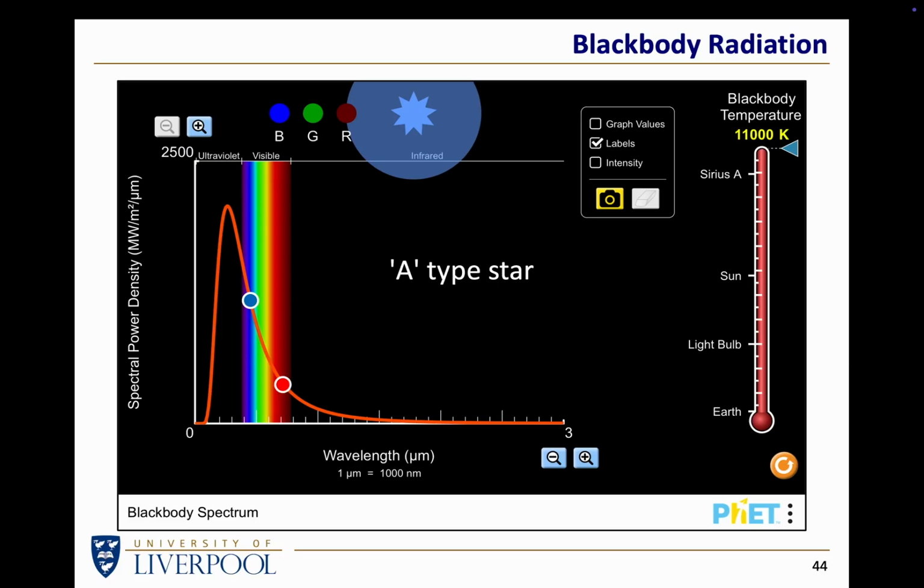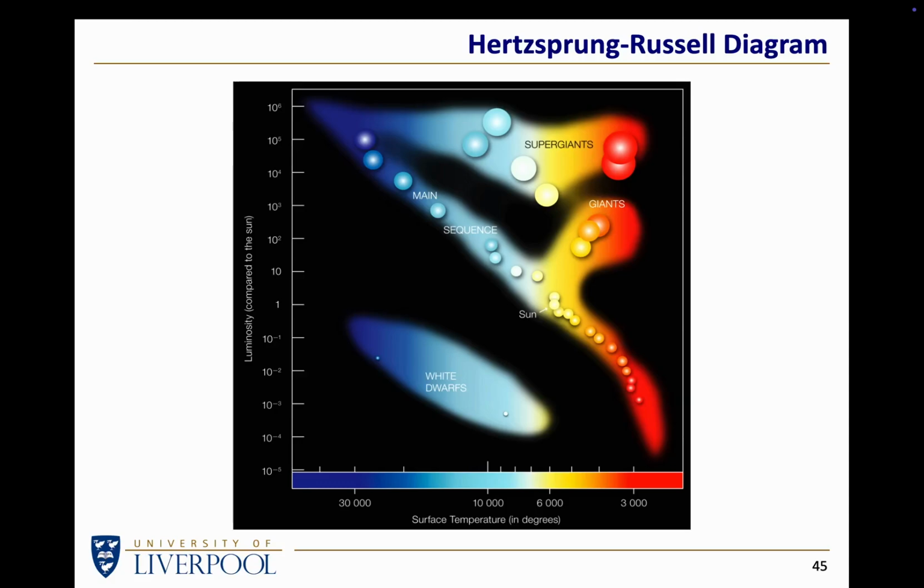You think of red, green, and blue. If we have red and blue, why haven't we got green? That's why, because the radiation from stars has to obey the laws of physics, which are dictated by quantum theory.